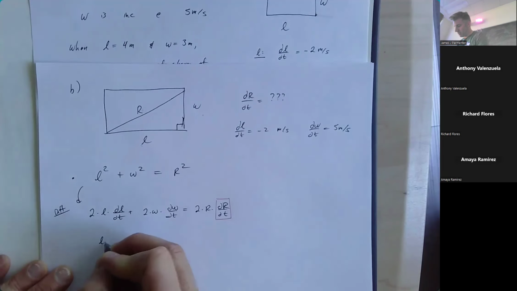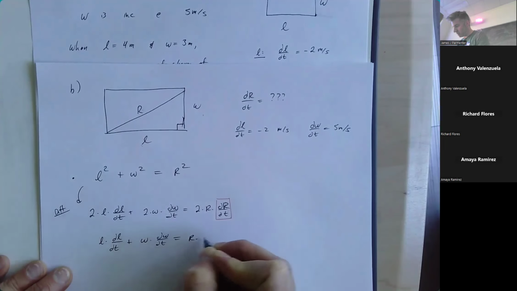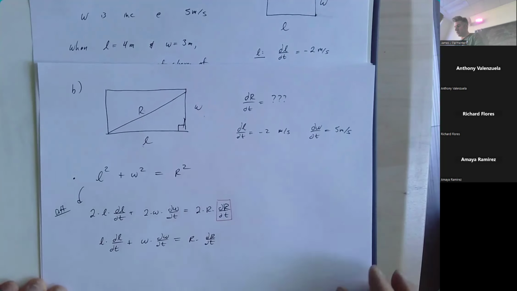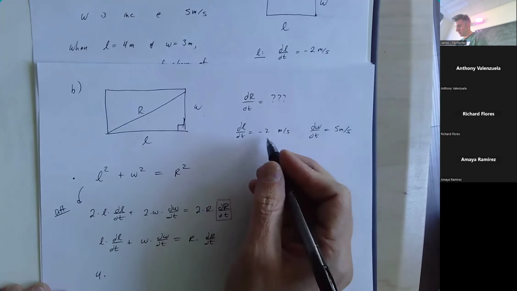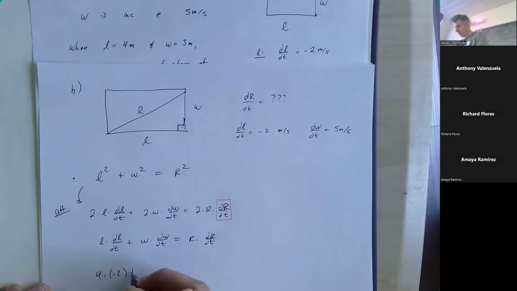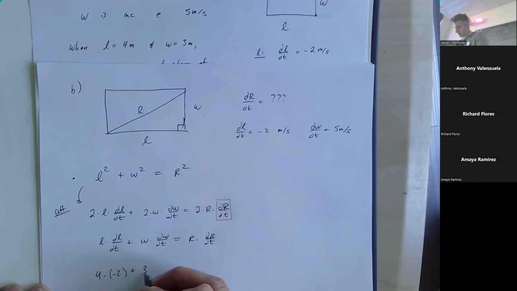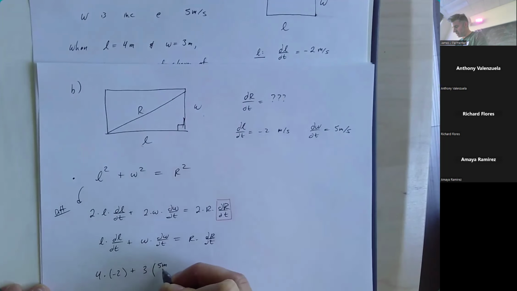I'll write that down. So we've got L times dl dt plus W times dw dt equal to R times dr dt. So I'm going to plug in L equal to 4 meters. dl dt is negative 2 meters per second. W is 3 meters. And dw dt is 5 meters per second. I don't need the units.